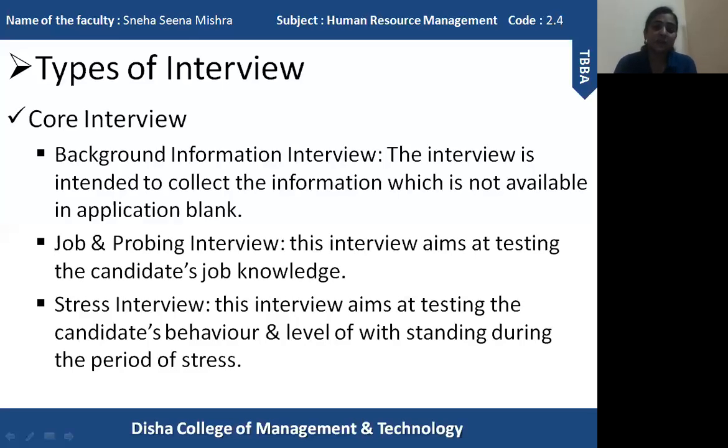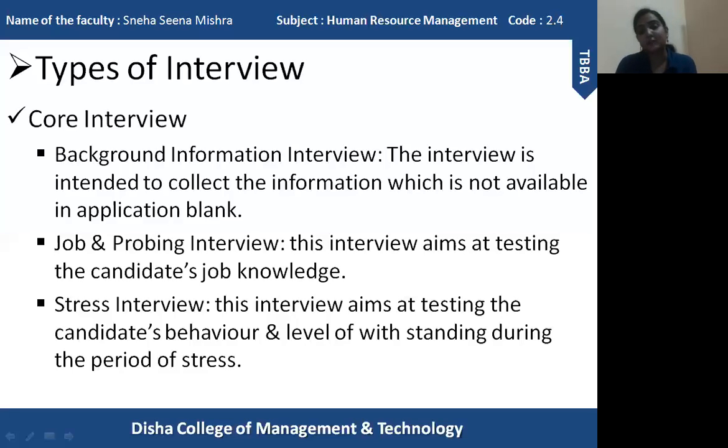The next one is the job and probing interview. This interview is basically aimed at testing the candidate's job knowledge. Usually what happens under this interview is that the interviewer specifically asks the candidate regarding job knowledge, to what extent the candidate has knowledge regarding a particular job, what are the areas in which the person is very strong at doing, what are the qualities, and what are the areas the person is a little bit weak in performing.